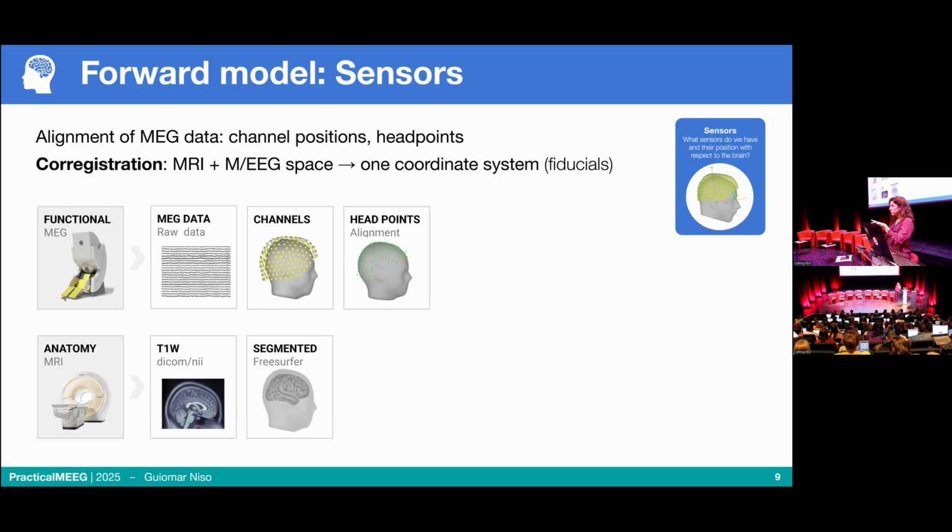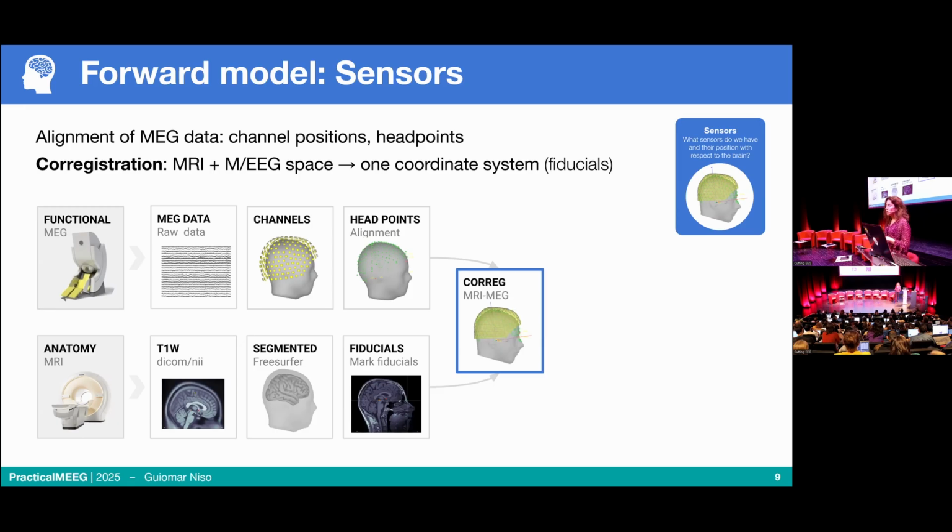And once we have segmented the layers, we also mark the fiducials, so they start aligned with the head points and the fiducials. We can now co-register where the cap of the EEG or the helmet of the MEG is with respect to the MRI.